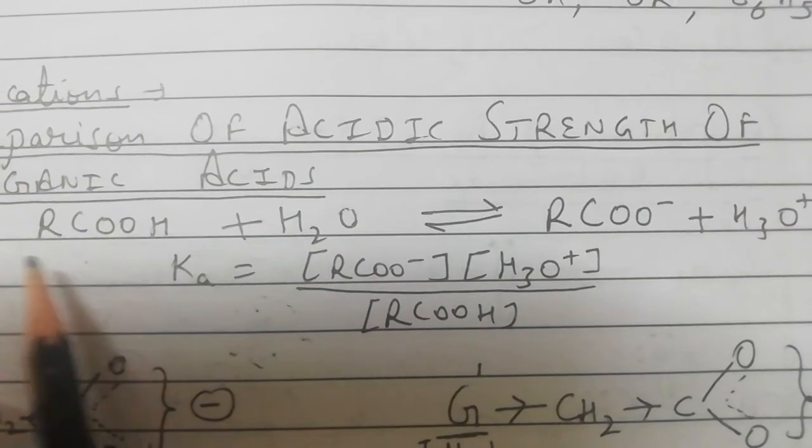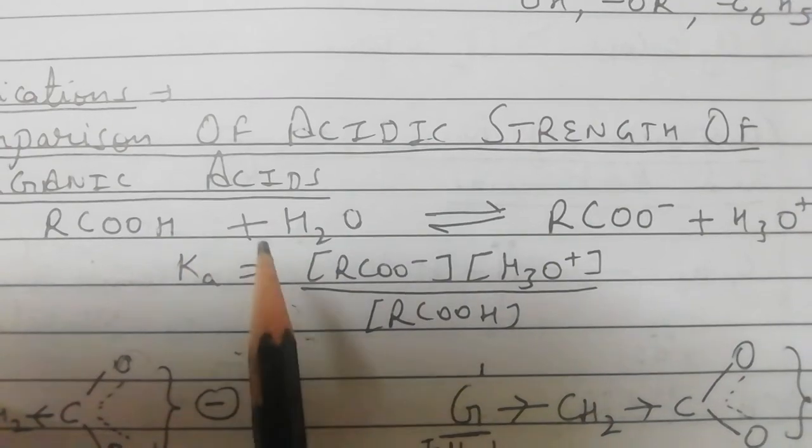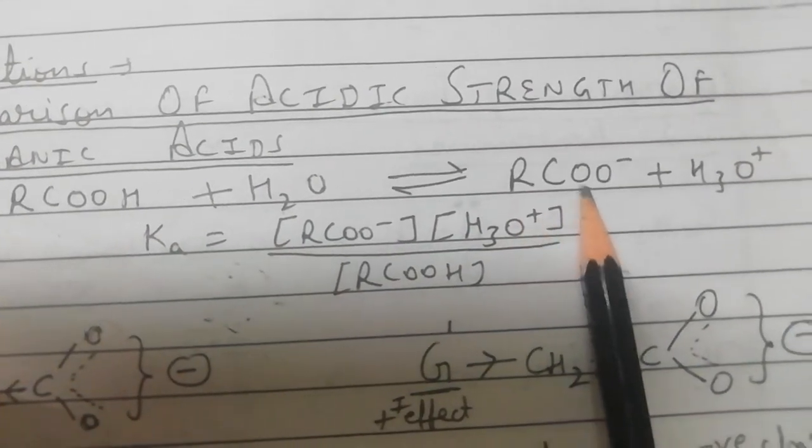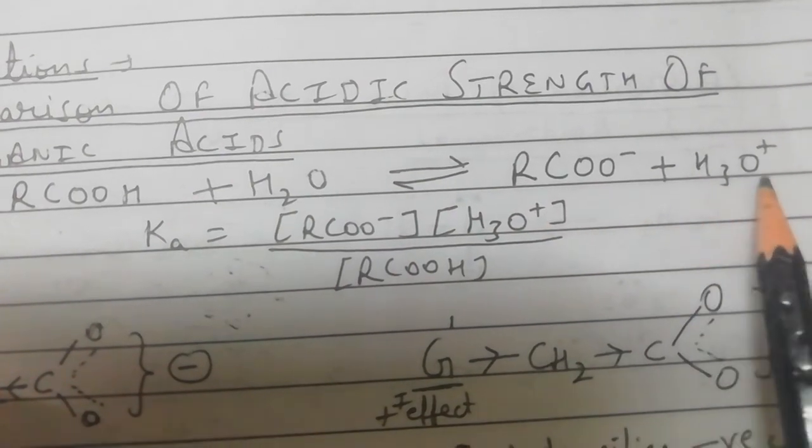This is our carboxylic acid, RC double bond OOH, plus water. This is a reversible reaction. We will get carboxylate anion RCOO negative plus H3O positive.